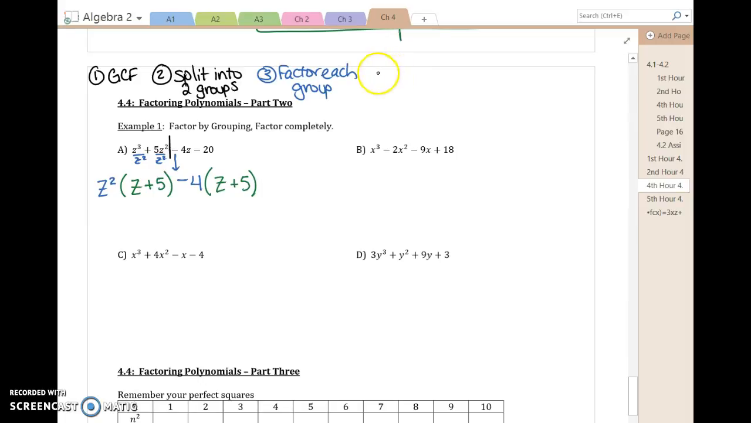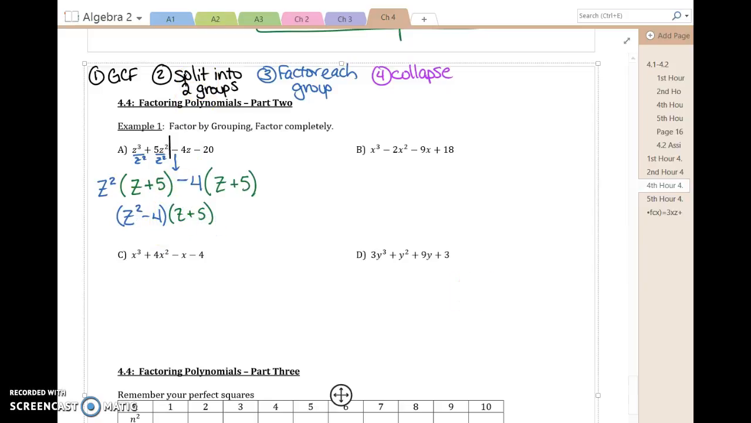The next step is to, I call it collapse. This is actually the distributive property fully written out. You need to collapse that down into the factored form. Z squared minus 4 times z plus 5. Probably shouldn't have written that in purple.